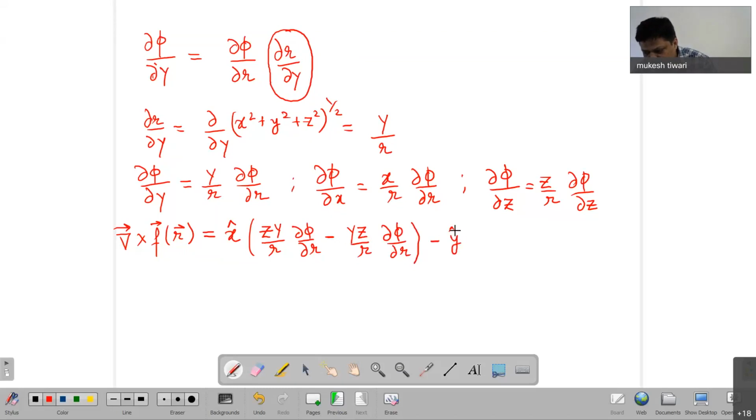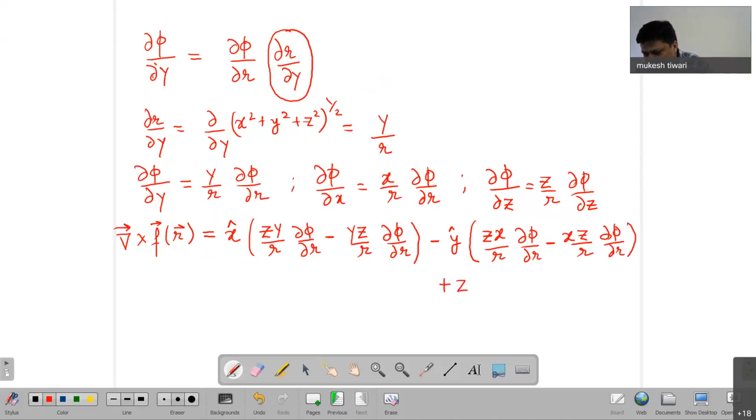Similarly, for the y component, the first term is the derivative with respect to x, and then you have z phi. So z comes out, and the derivative is with respect to x, so you have zx over r, and then the next term. I'm not going back in the slides. We know what the term is. It's the derivative with respect to z of x phi. So again, that would be equal to x, and then z over r.